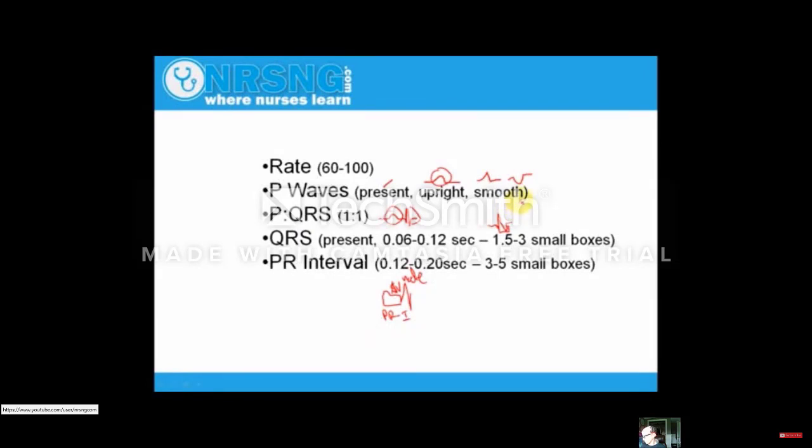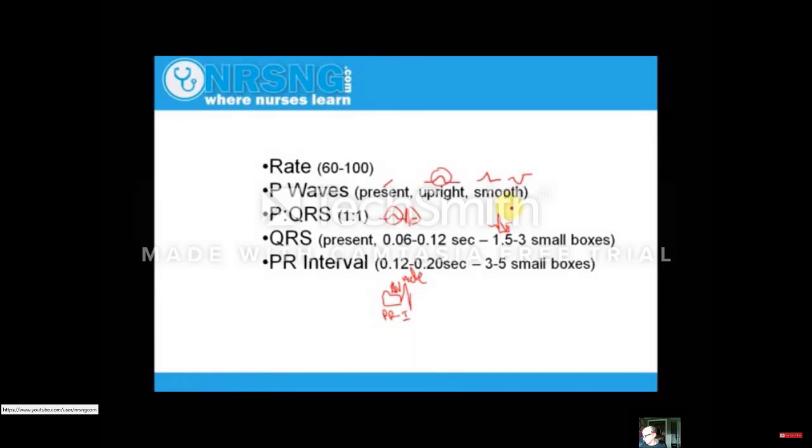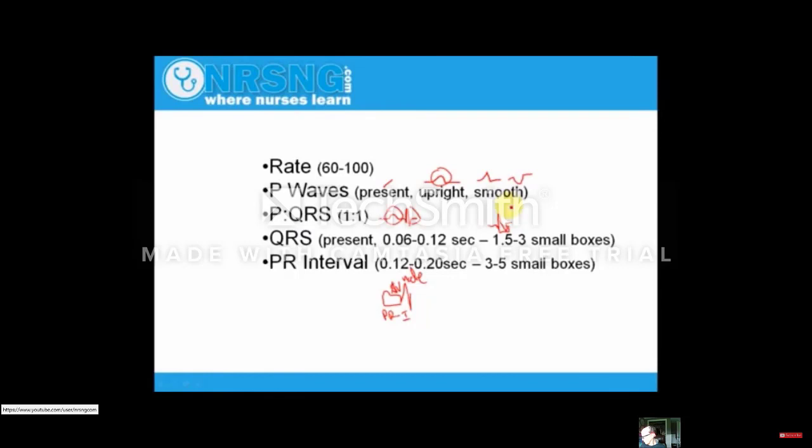Okay, so that's what we wanted to go over today. That's just a basic introduction. Rate, P wave, P to QRS, QRS, and PR interval. Those are the things you want to look at with any EKG, and that will help you determine exactly what you're working with.